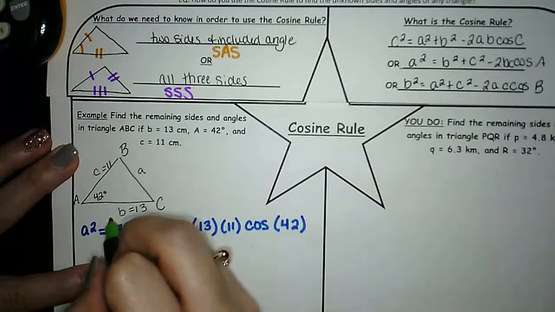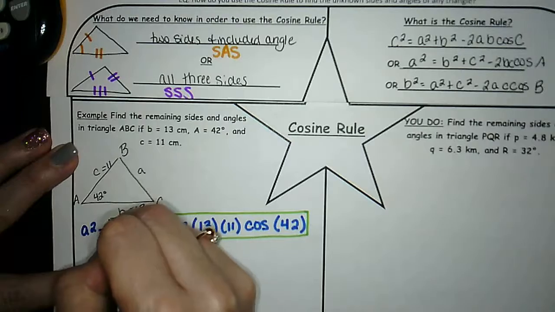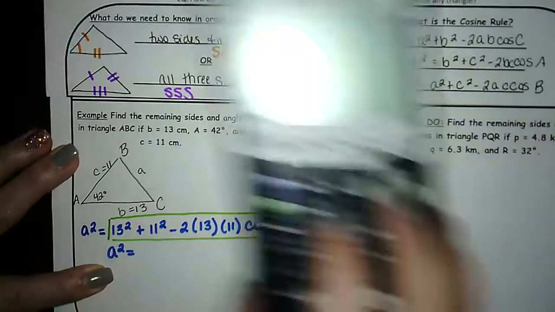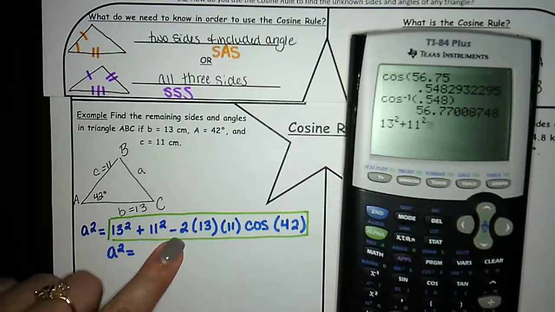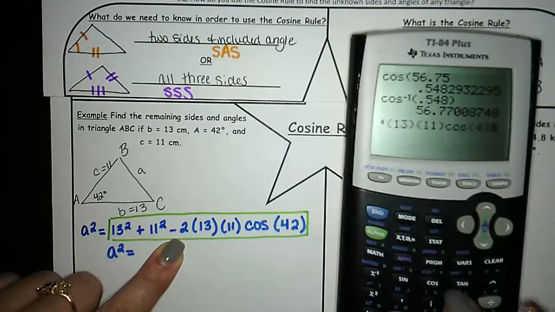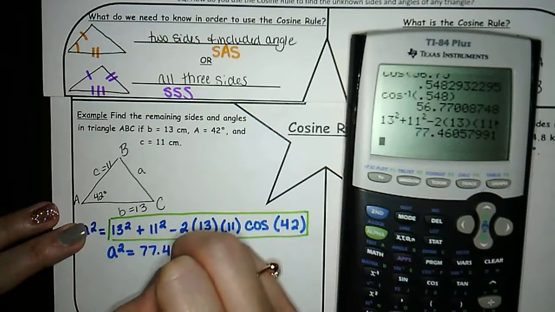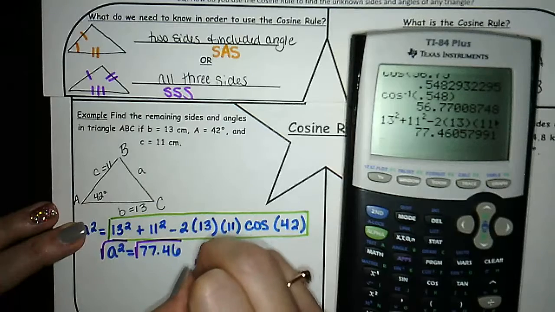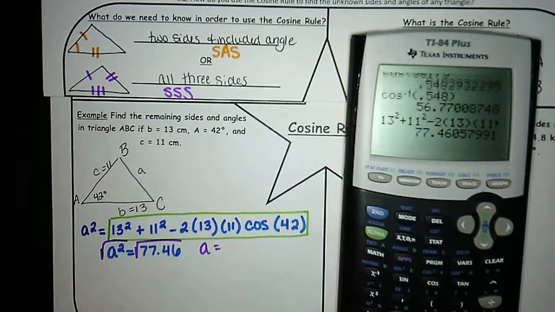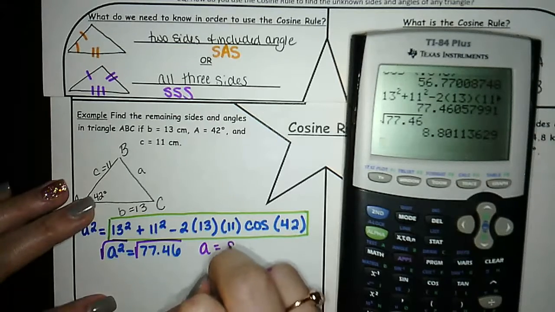The nice thing is that you can put all of this in the calculator. So we're going to be left with a squared equals what all of this goes down to. So we have 13 squared plus 11 squared minus 2, and we're going to use parentheses for everything to make this nice and clean. Hit enter, and we get 77.46, and we have this exponent we need to get rid of, so we square root both sides, and a equals, so you hit second x squared, 77.46, a equals 8.8.